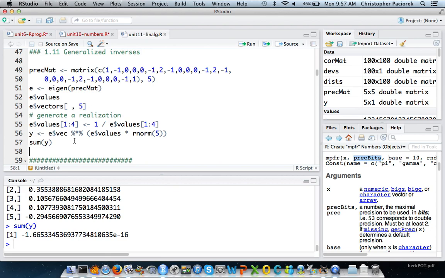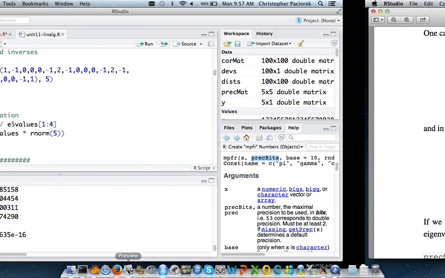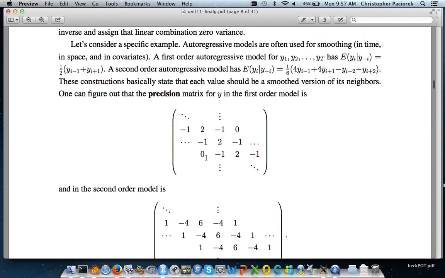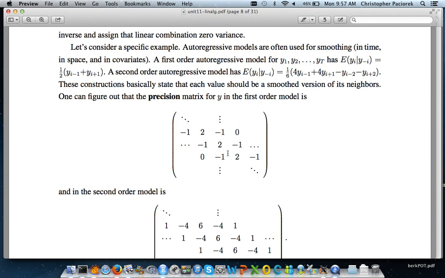So if I go back to the PDF, this model here, this first order autoregressive model, we can think of it as a model that has infinite variance on the constant vector, so it essentially has no information about that constant vector. So the only way I can generate under that model is to constrain the mean to be 0 and recognize that I have no information about the mean.